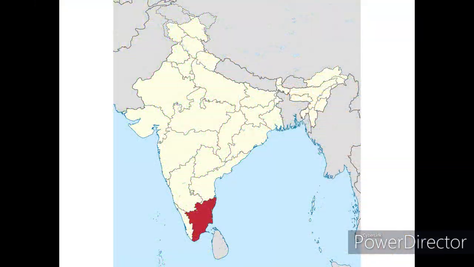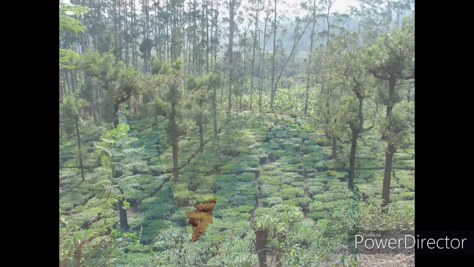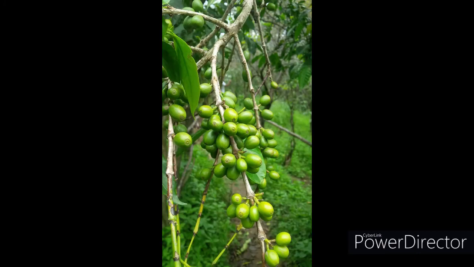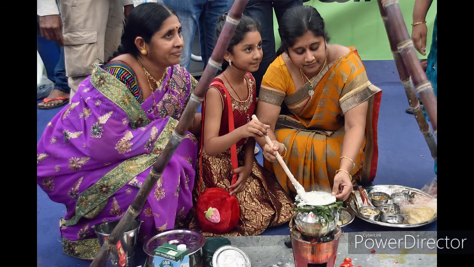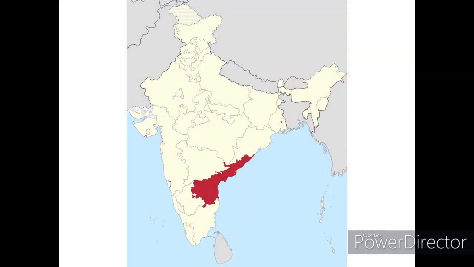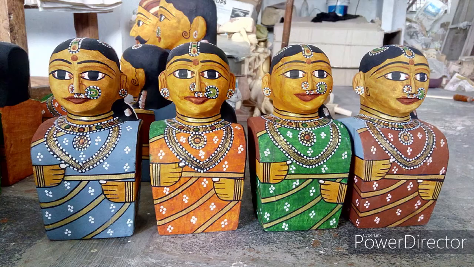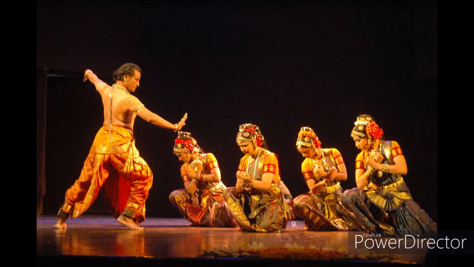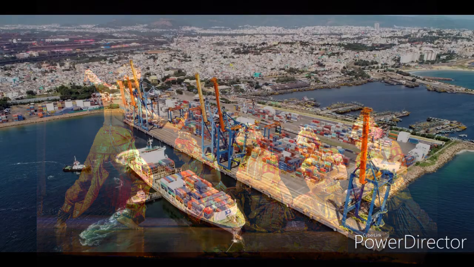Tamil Nadu. Tea and coffee are grown along the slopes of the Nilgiri hills. Bharatnatyam is a popular dance here. The language spoken here is Tamil, and Pongal is the important festival of this state. Andhra Pradesh. Famous for its Kondapalli toys and Kalamkari work, it has a popular dance named Kuchipudi. Vishakhapatnam is an important seaport.